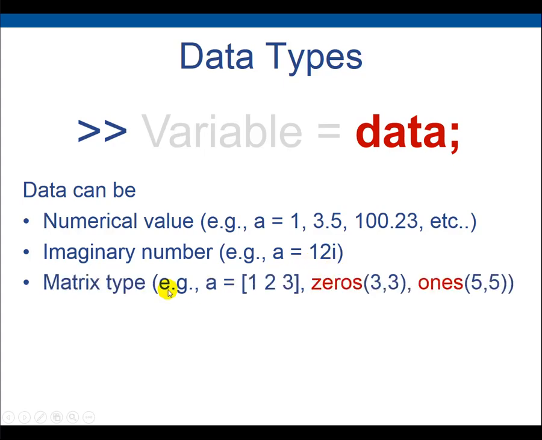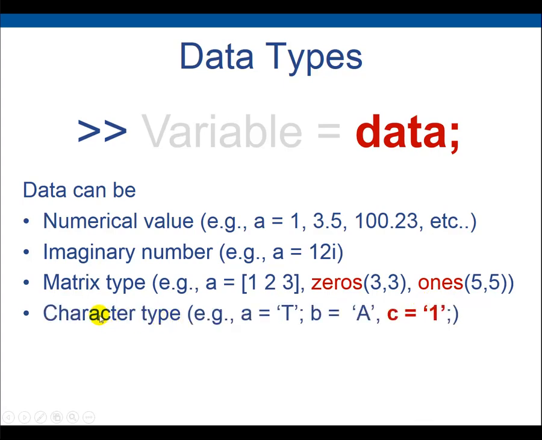MATLAB can also deal with matrix type. So this is the matrix, right? As I said, the size of this matrix is 1 by 3, and the values are 1, 2, 3. And zeros is an actual built-in function in MATLAB. It can create a 3 by 3 size zero matrix. The matrix contains 0 values. How about ones? Ones creates a 5 by 5 matrix that contains only the value 1.